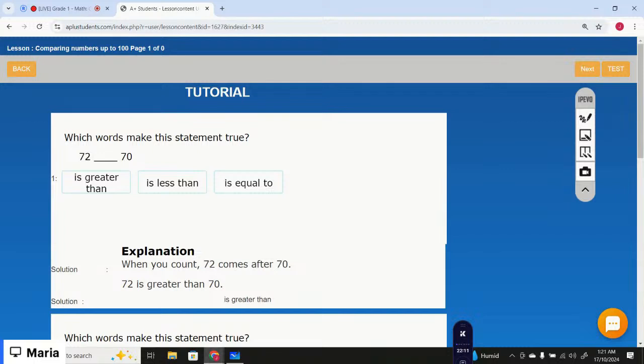Which words make the statement true? 72 and 70. So when counting, 72 comes after 70, right? So 72 comes after 70. That means 72 is greater than 70, right?